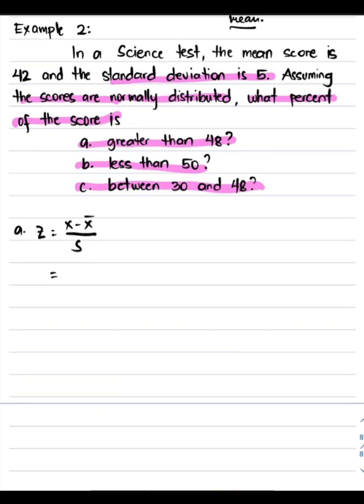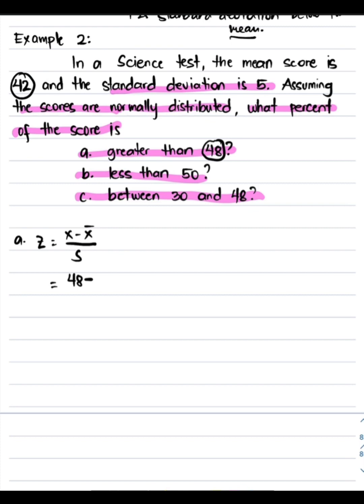Then, substitute natin. Yung observed value natin is 48, subtract the sample mean natin, which is 42, and the standard deviation, that is 5. So, 48 minus 42 is 6 over 5. So, ang z natin is, anong sagot? Okay, very good. That is 1.2. That is the value of z.